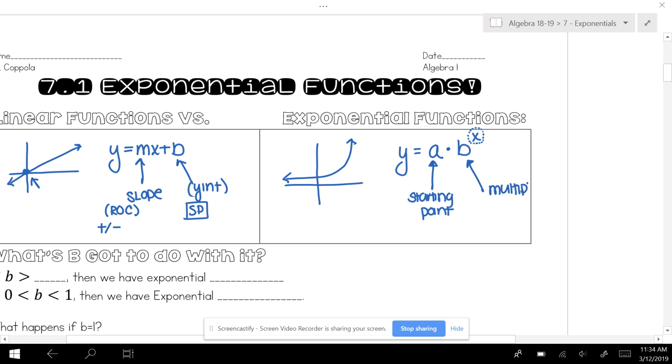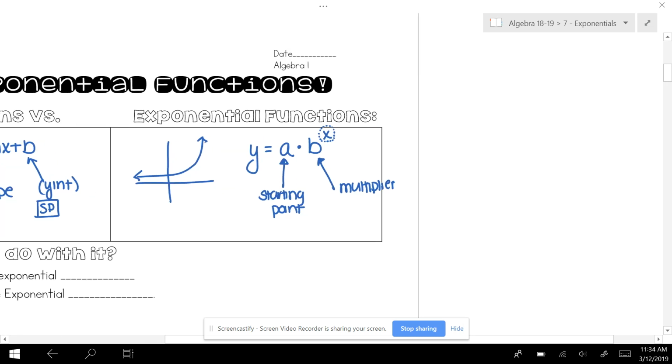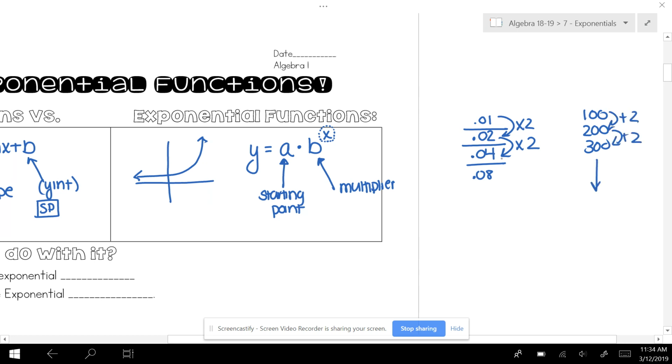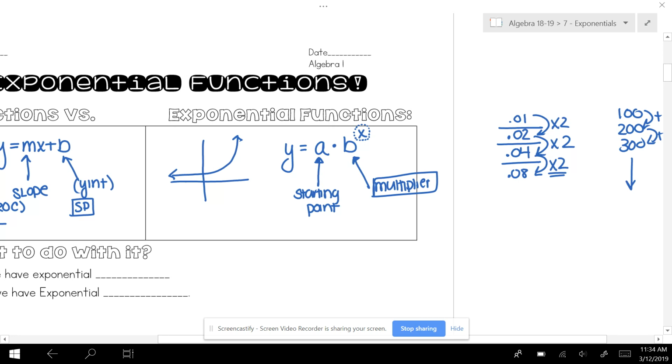The reason I'm going to call it a multiplier is if you think back to that money question where we started with getting 1 cent the first day, 2 cents the second day, 4 cents, and then 8 cents. We were multiplying by 2, right? And just like when we were starting with the 100 to get to 200 to get to 300, we were adding, and so on and so forth. So when you have exponentials, you're simply multiplying. And the way you see that is here.